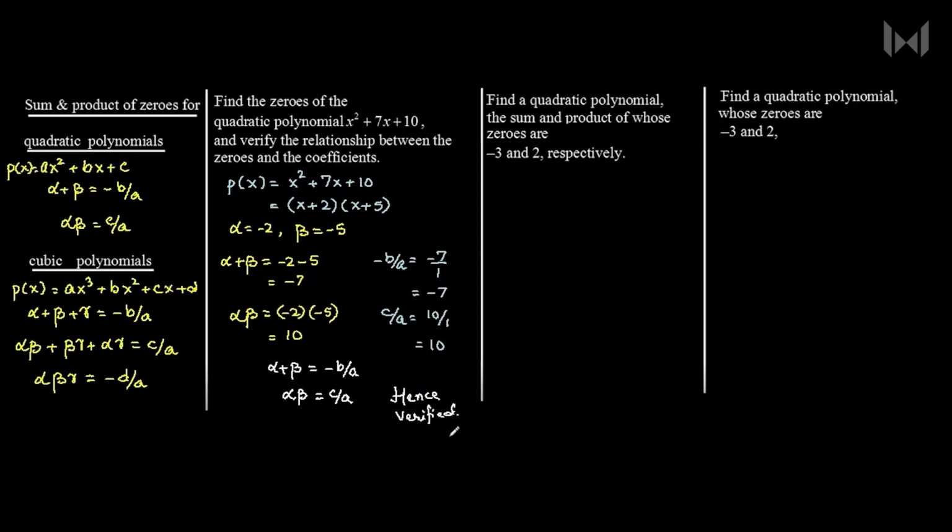Now talking about the next couple of questions. Now remember one thing, there can always be a question where the person may try to confuse you. Now there are two types of questions. One in which the sum and the product of the zeros are given, and the second type where the zeros are given. So we need to be a bit more careful when we are doing such questions.